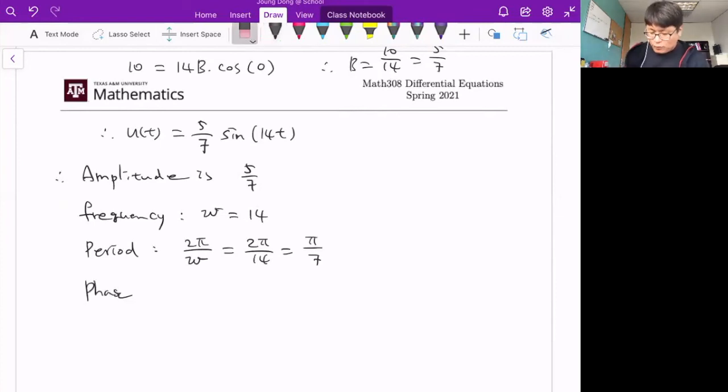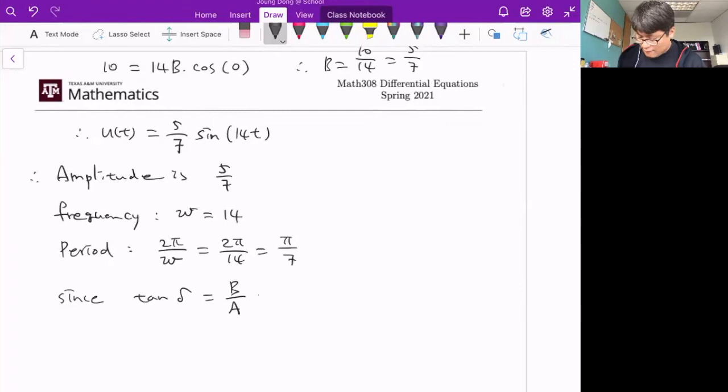To find the phase, it might be better to start from here, okay? The phase is delta for this case, right? Then what is delta, by the way? It is tangent delta, that's what I gave you in the previous problem. Tangent delta is equal to b over a, okay? Your b was 5 over 7, but my a is equal to 0, which is undefined, or we can say it's plus infinity, right?